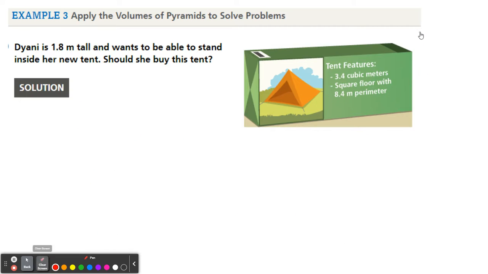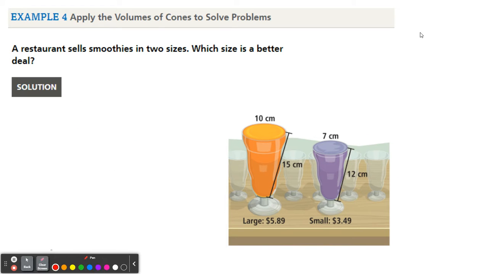All right, next. Example 4. It says, a restaurant sells smoothies in 2 sizes. Which size is a better deal? So this is what we call unit pricing.